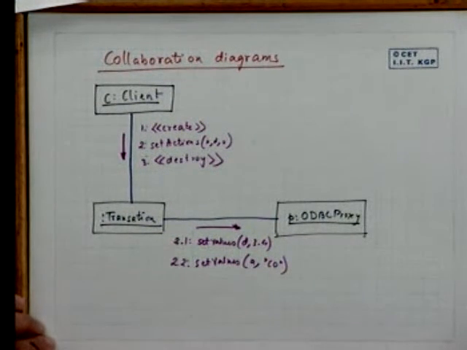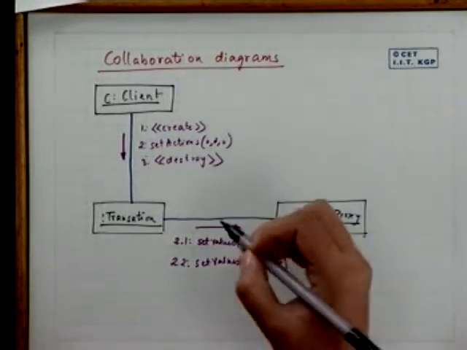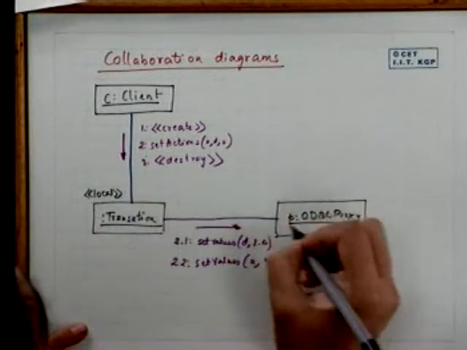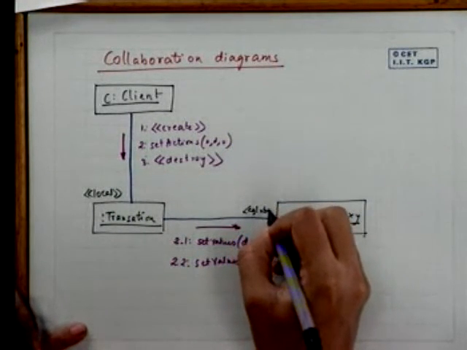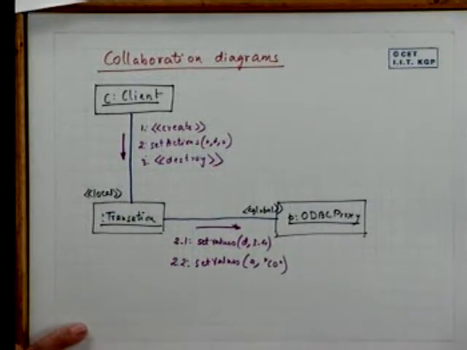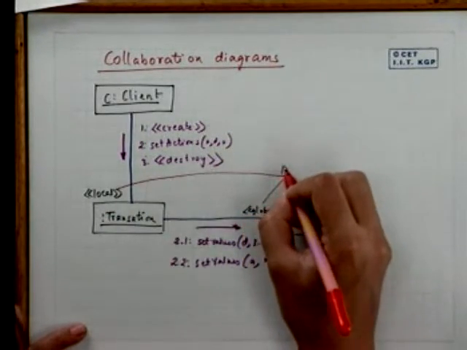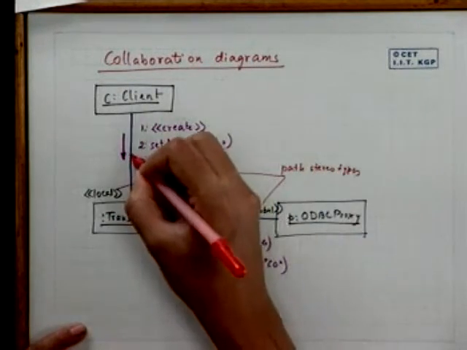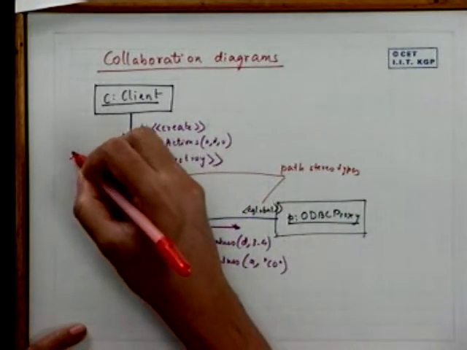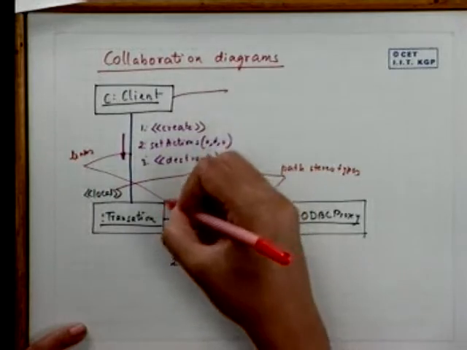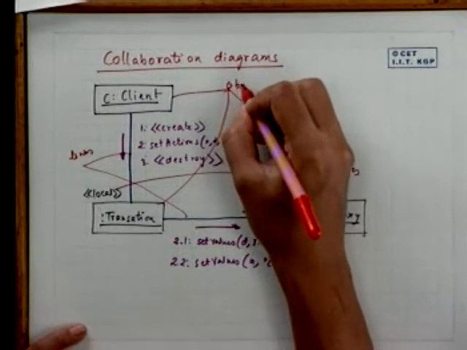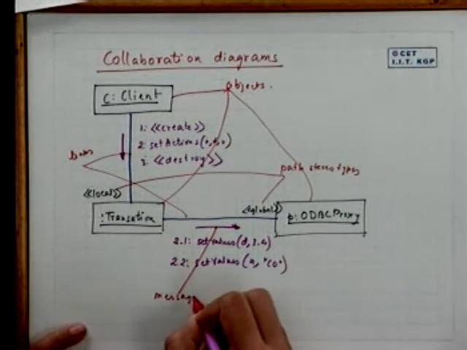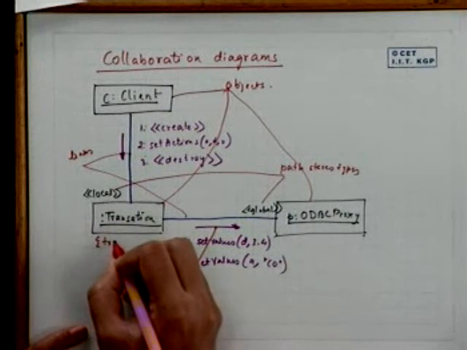And then we may also put some adornments on these particular links, like this is local, this is global. These things are called path stereotypes. These two are links. These three are objects. And these are messages. This is a transient object.